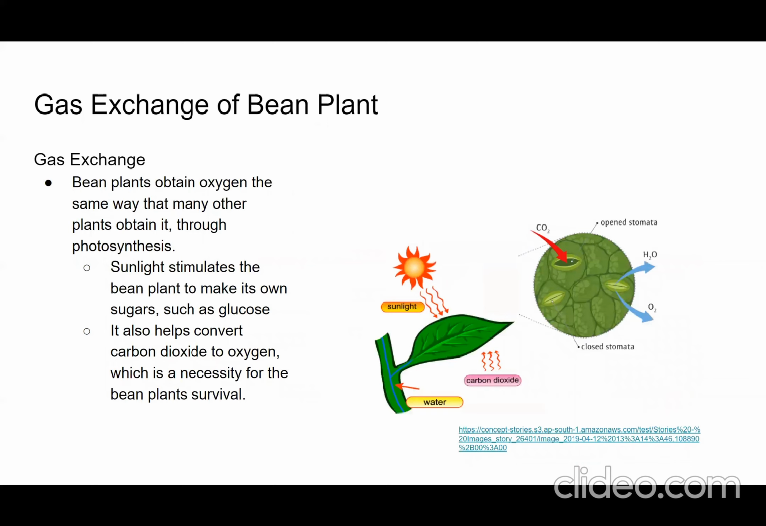Different from the sea star, the bean plant has a relatively similar gas exchange process to other plants. The bean plant uses C3 photosynthesis to obtain oxygen. In this process, sunlight stimulates the bean plant to help make its own sugars and other nutrients necessary for survival. Like many other plants, photosynthesis helps the bean plant convert carbon dioxide into oxygen.